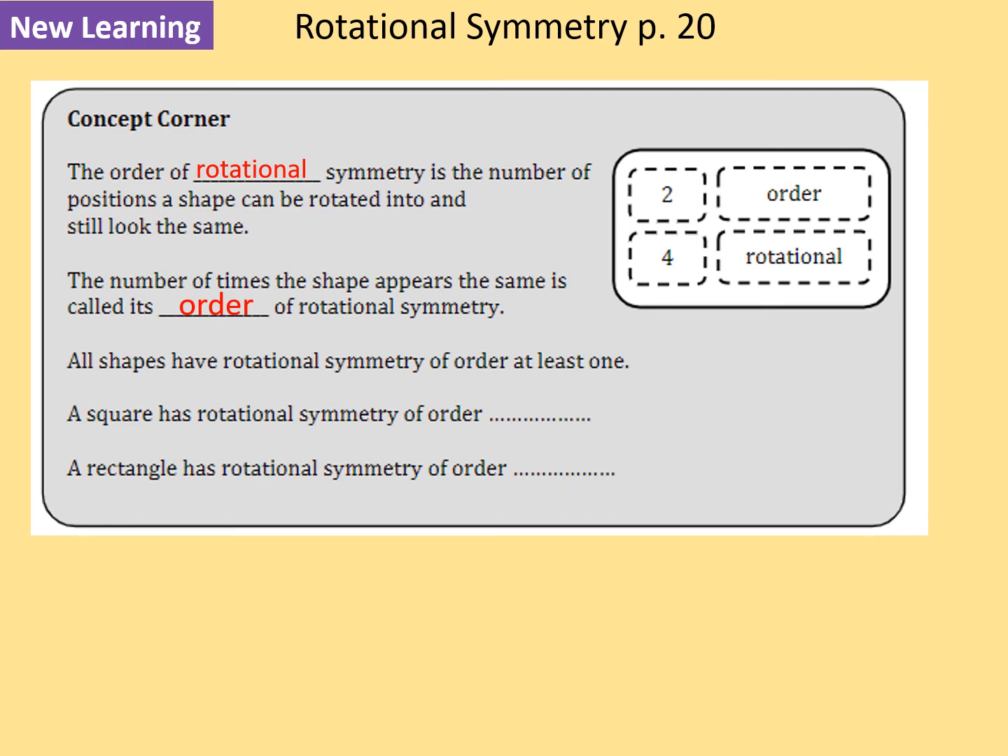A square has rotational symmetry of order 4. A rectangle has rotational symmetry of order 2. We will particularly be looking at a rectangle's order of rotational symmetry, and this should help to make sense of why a square has rotational symmetry of order 4. Now let's start to look at some examples.